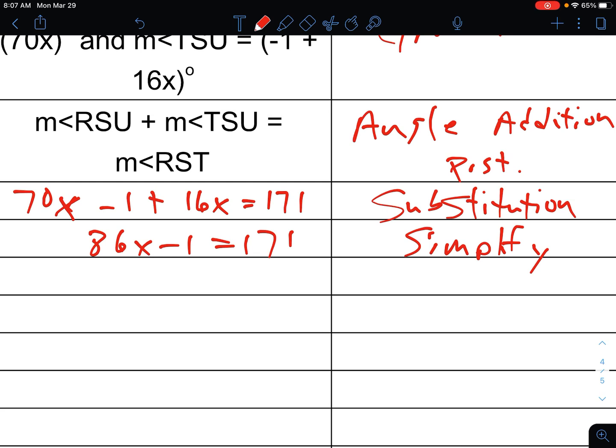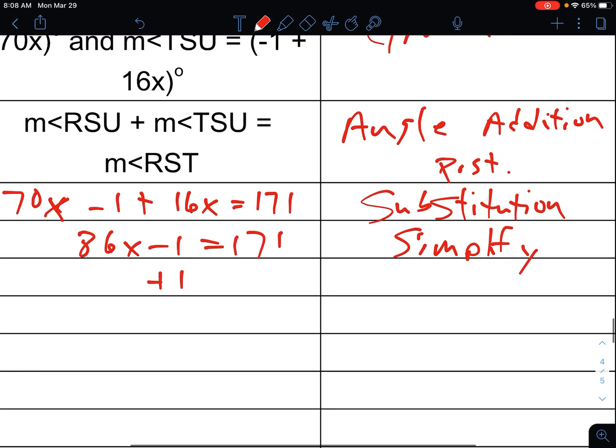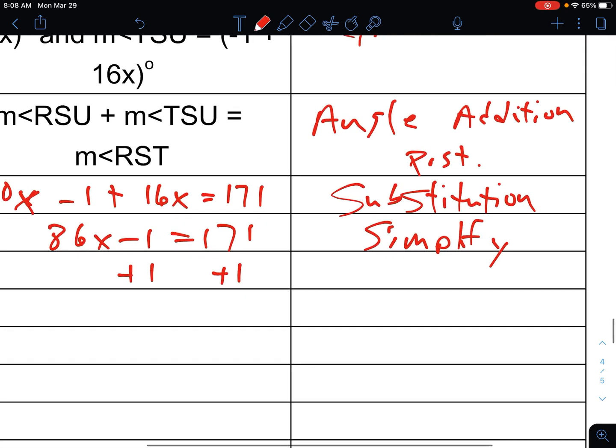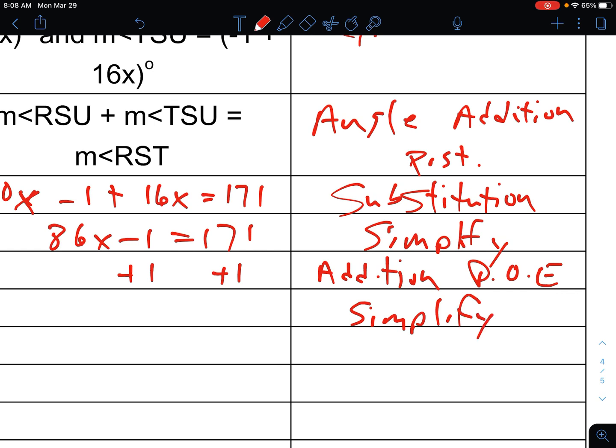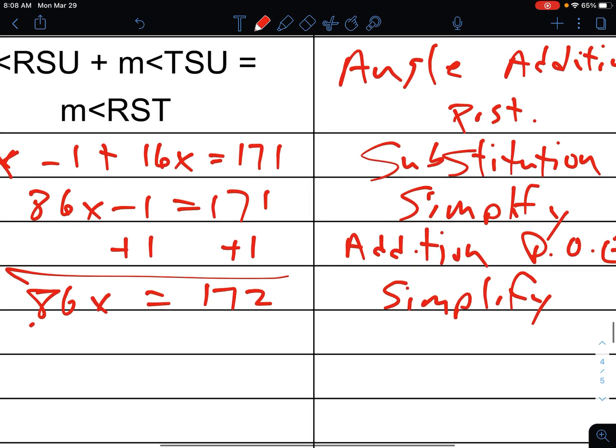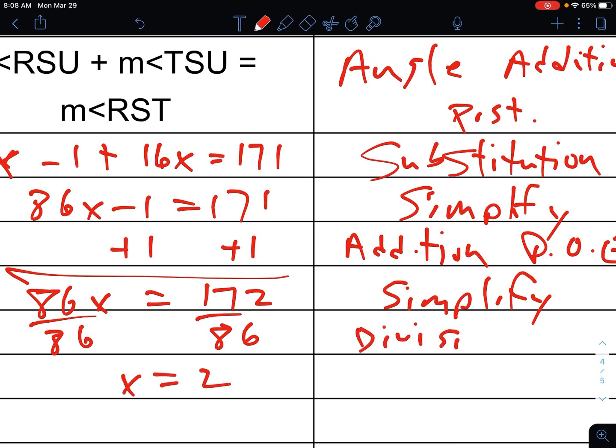And then we're going to do the addition postulate, or addition property of equality. And then we're going to simplify that down. So we get 86x equals 172. And then we're going to do the old division property of equality again. We get x is equal to 2, so that's division property.